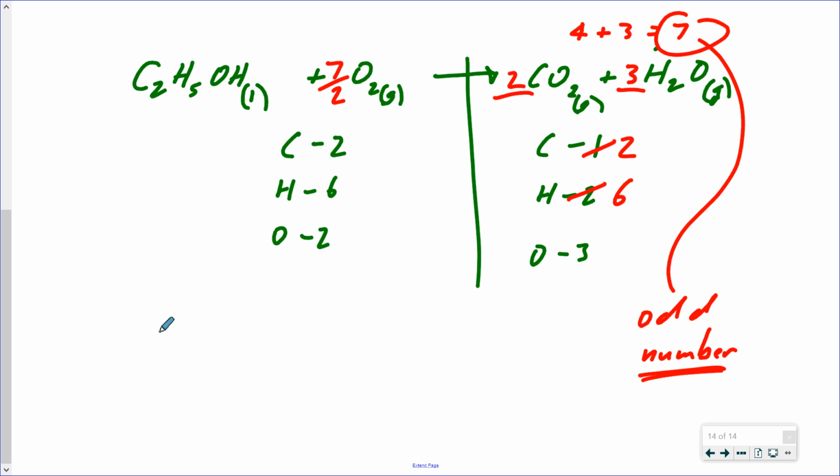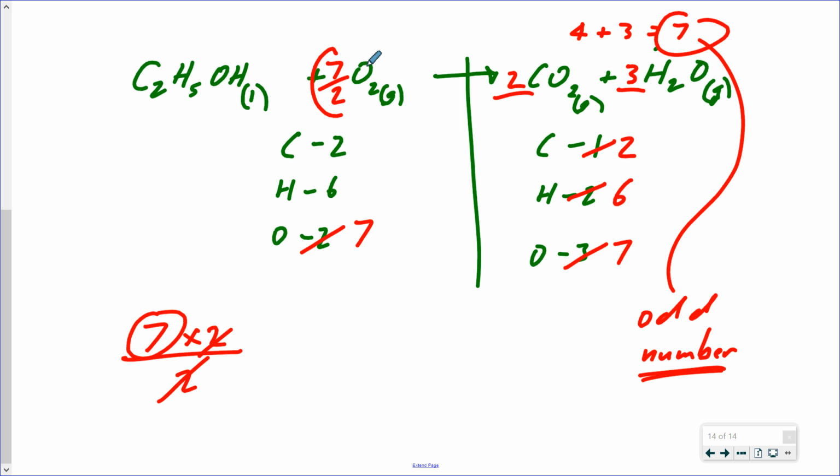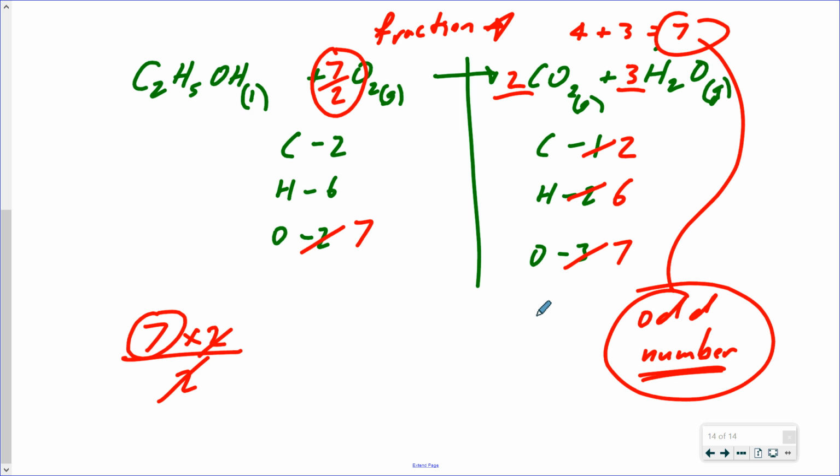So think of it this way. Now we have 7 times 2 divided by 2. We now have 7 oxygen on the left, and that's exactly what we have on the right. So we do this with oxygen for combustion reactions. We don't do it with very much of anything else, but it's here that yes, you can write a fraction. And when you write the fraction, it's always because the oxygen on the right-hand side is an odd number.